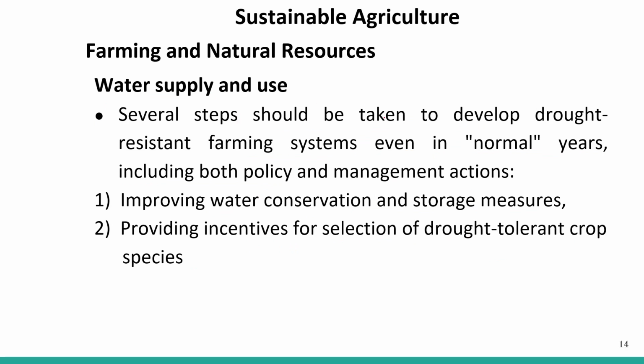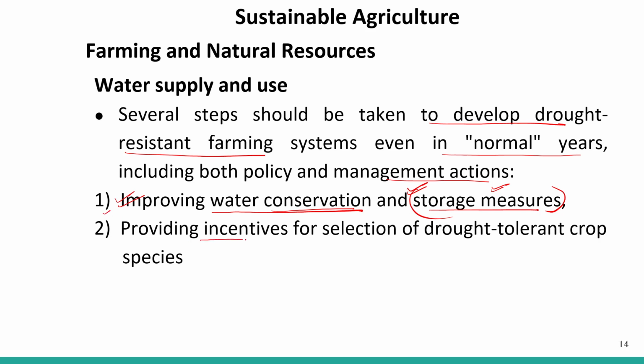Several steps should be taken to develop a drought resistant farming system even in normal years, including both policy and management action. So what are those? Improving water conservation and storage measures. We must store water when lots of water is there, lots of rain is there, flood is there. That particular water must be stored. That should not get wasted. And we must conserve our water. Do not waste water. So that is the first thing.